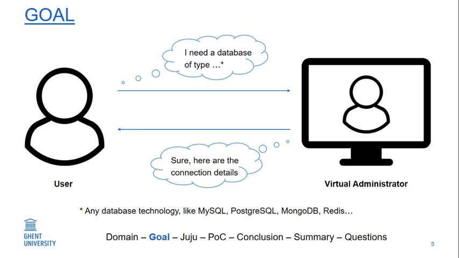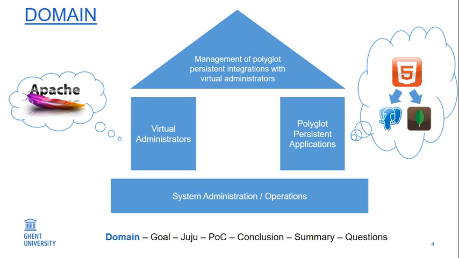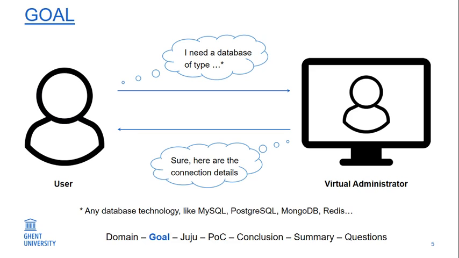All right? So what is the goal? The goal is actually doing what the title says. So once again, management of polyglot persistent integration with virtual administrators. It means that we want to create a virtual administrator that acts as a person, the virtual person, to manage these polyglot persistent possibilities.